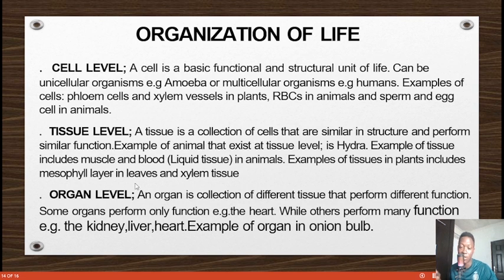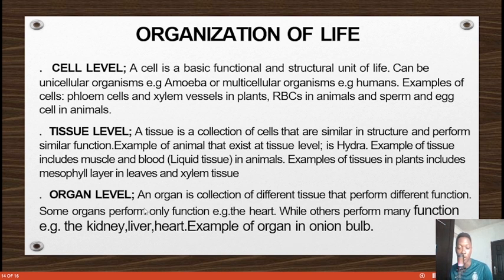The next level is the organ level, and an organ is a collection of different tissues that perform different functions. In the tissue level, we said it is a collection of cells that perform similar functions. In the organ level, which is the third level, tissues come together and perform a function. So what are examples of organs? We have the heart. The heart performs mainly one function in the body, which is to pump blood around the body. That is the organ level. The heart is an organ because many tissues come together to do that.